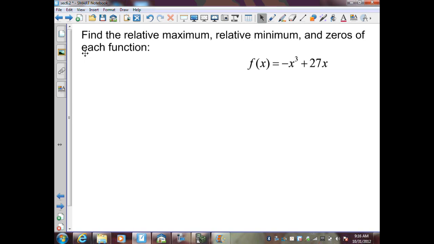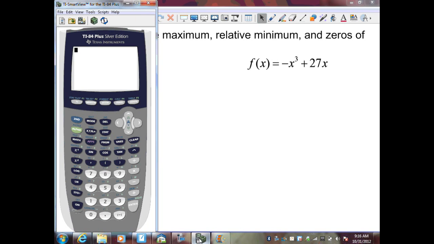On the next two examples, we want to find the relative maximum, minimum, and zeros of the function. In this, we are going to use a graphing calculator. We've done this procedure before, so what we're going to do is go to the y-editor and enter a negative x cubed. And for cube, we're going to hit math and number 3 for the cube and plus 27x. Then we're going to hit zoom 6, which is our standard window on our TI-84 calculator.